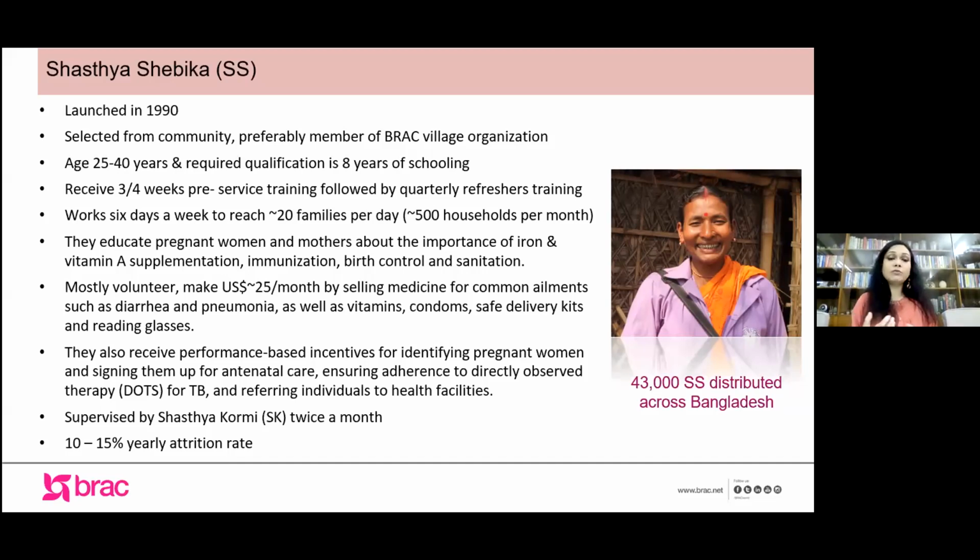One is that they identify pregnant women from the community, because they visit all their 500 households once a month, and they talk about family planning methods, and who gets pregnant, that is easier for them to track down. And they ensure adherence to TB treatment. But before that, they also identify those who are having cough for more than 2 weeks and then refer them to the higher level staff, and also collect sputum from them, and if they are tested positive, then they also ensure compliance with the treatment. They also refer individuals to health facilities, and for that they get some incentives as well. They are supervised by Shastokormi, the higher level worker. Our research shows that their attrition rate is 10 to 15% a year.